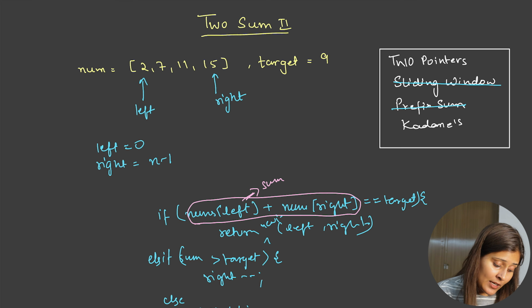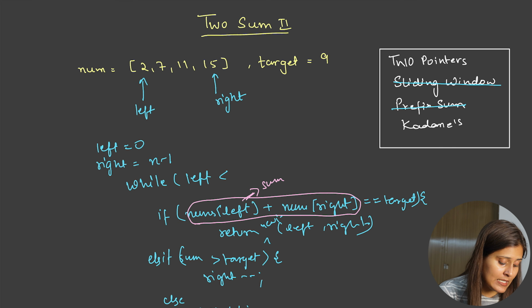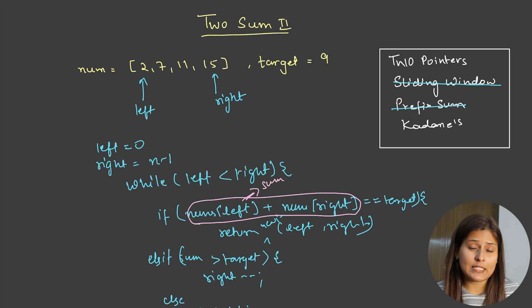Okay, so left and right both are moving. So there should be some condition to stop this. For this, we will write the while loop here, while left is less than right. Why have we not put equal to? Because in the question it said we are not allowed to take the same element.